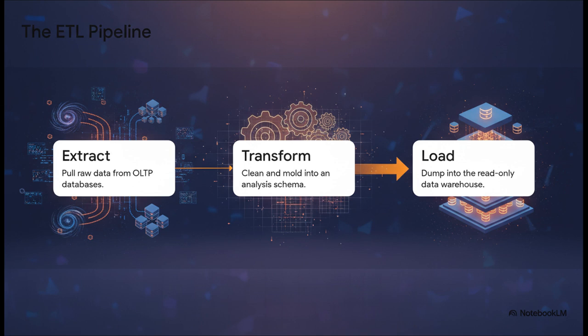To safely ferry our data across that gap, we use a literal 1-2-3 machinery known as the ETL pipeline. Step 1. Extract. We pull the raw data from all those various active OLTP databases. Step 2. Transform. We clean up all this chaotic data and mold it into a uniform, analysis-friendly schema. And Step 3. Load. We dump the standardized data into a completely separate, read-only analytical database.